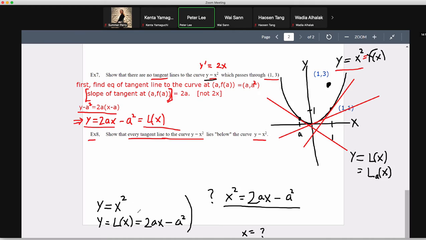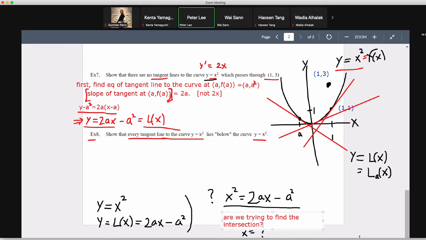If you let x squared equal 2ax minus a squared, we're trying to find the intersection, because we set these two equal. Are we trying to find the intersection here? Is that what the problem is? Okay, so are we trying to find the tangent line?